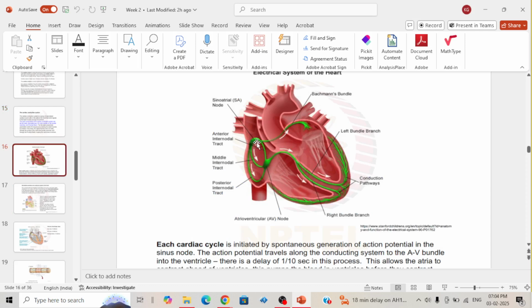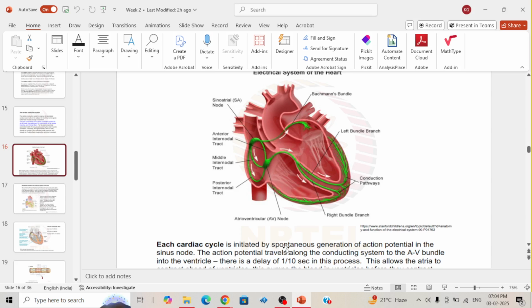This is the SA node, this is the AV node, the atrioventricular node, this is the sinoatrial node, this is the bundle of His, and these are the Purkinje fibers. So this is the SA node, which is called the pacemaker of the heart.